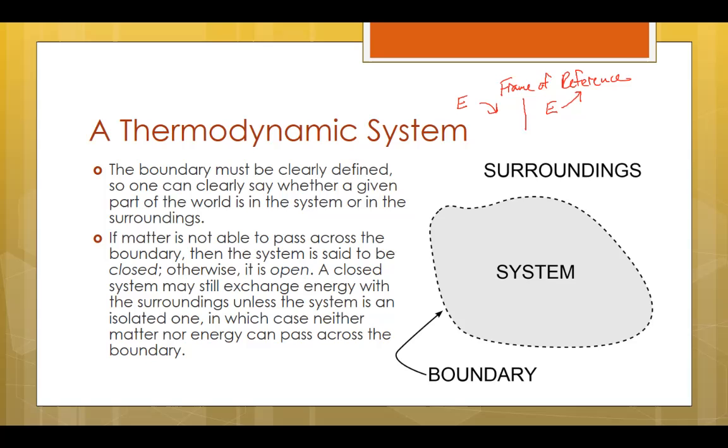A closed system may still exchange energy with surroundings unless the system is an isolated one, in which case neither matter nor energy can pass across the boundary. Okay, so again, that's the idea of an isolated system. So an isolated system, no matter, no energy passes across that boundary. All right, so what does this mean in terms of the first, second, and third laws of thermodynamics? Let's take a closer look.